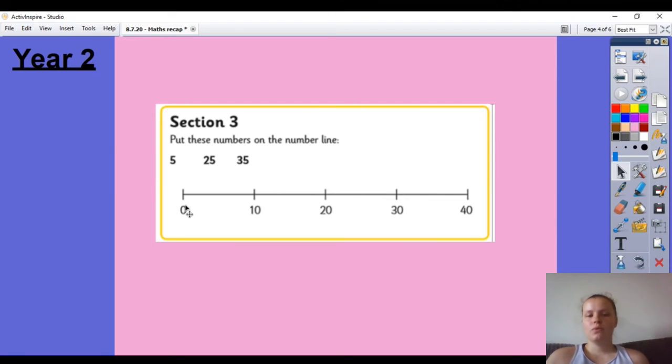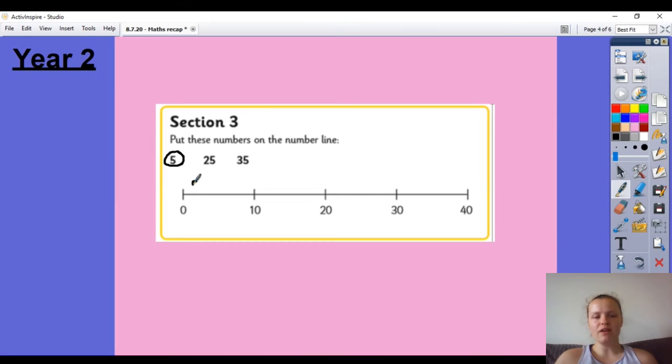Okay, so we should be able to put these numbers on the number line by looking at the numbers that are already there. Okay, so let's take 5 to begin with. Am I going to put 5 up here? Does 5 come after 30? No, it doesn't, does it? Okay, so where is 5 going to go? It's going to go between these two numbers here. It's going to go between 0 and 10 because that's where it belongs, isn't it?